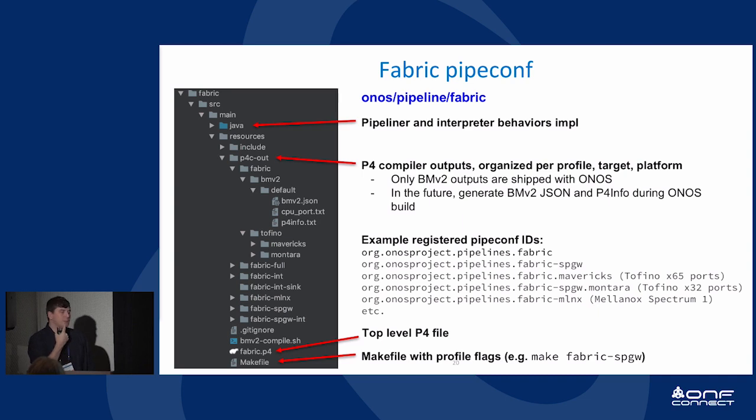This is an example of what the Pipeconf looks like in the ONOS code base. So we have the Java implementation of the pipeliner and other driver behaviors.